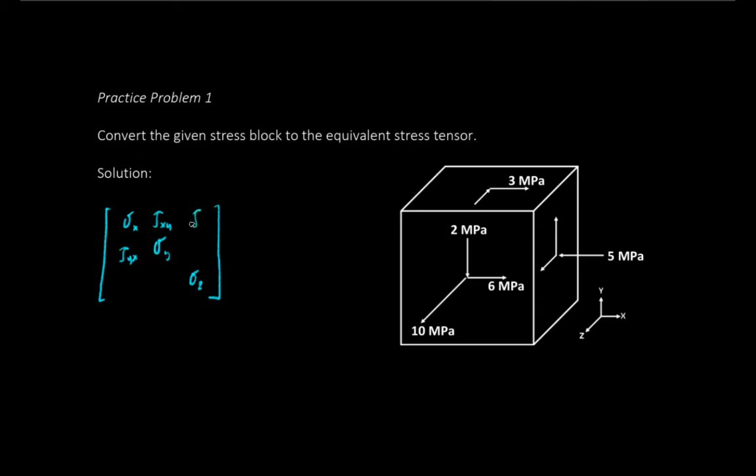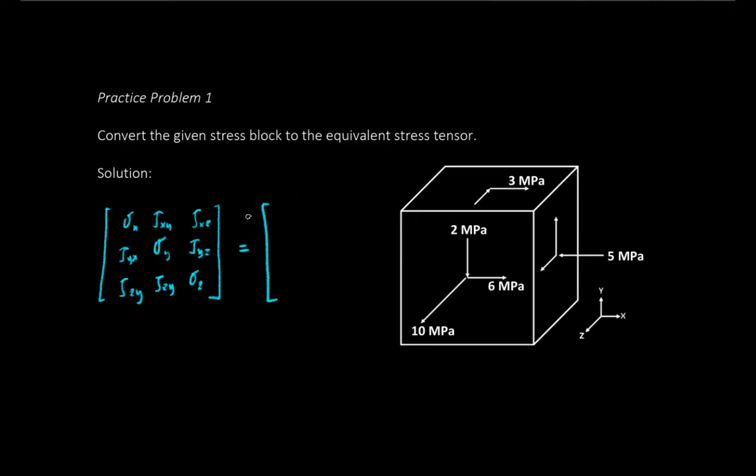Then we have tau in the x plane moving in the z direction. Let me just complete this. We have tau in the y plane moving in the z direction, and here is tau of the z plane moving in the y direction. I'm sorry, the last one is supposed to be tau in the z plane moving in the y direction. Okay, so let's just fill this out.